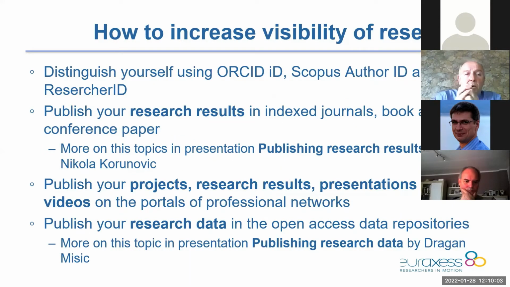Now, how can we increase the visibility of our research? There are many ways. The first one is a rule: distinguish yourself, either using ORCID ID, Scopus Author ID, or Web of Science Researcher ID, or what I suggest, all three of them. Then publish your research results in indexed journals, books, and conference papers.